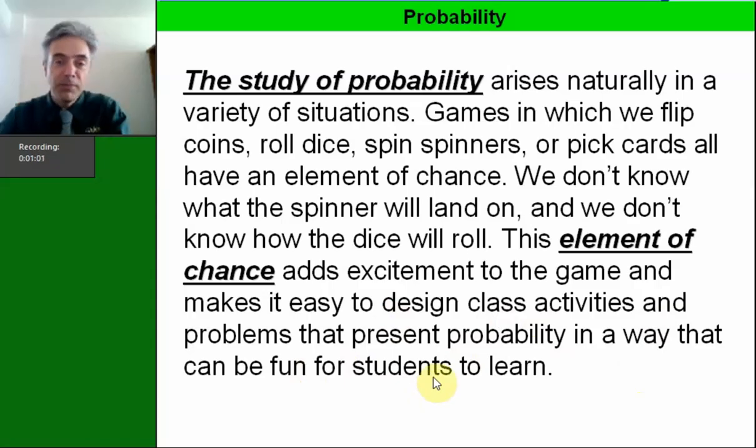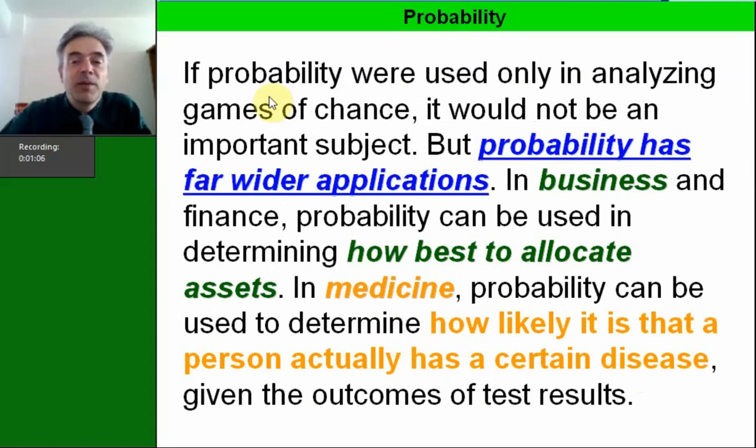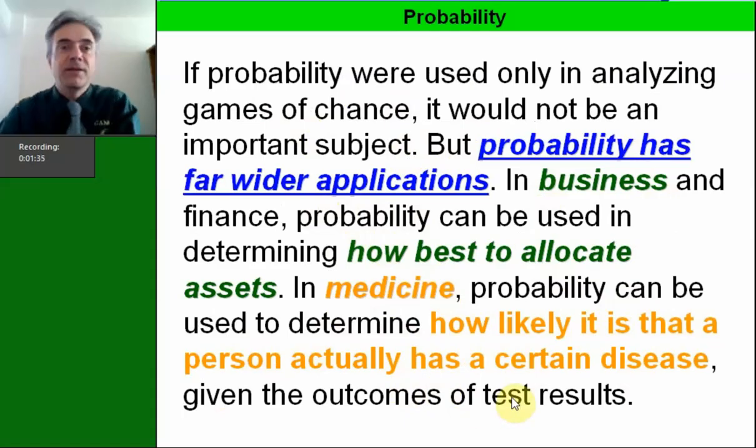But if it's always going to be all games, it's not going to be useful for anything, right? If probability were only used for analyzing games of chance, it would not be an important subject. But probability has far wider applications. In business and in finance, probability can be used to determine how best to allocate assets. In medicine, probability can be used to determine how likely it is that a person actually has a certain disease, given the outcome of the test results. So as you can see, there are far better applications than just playing with games, right?